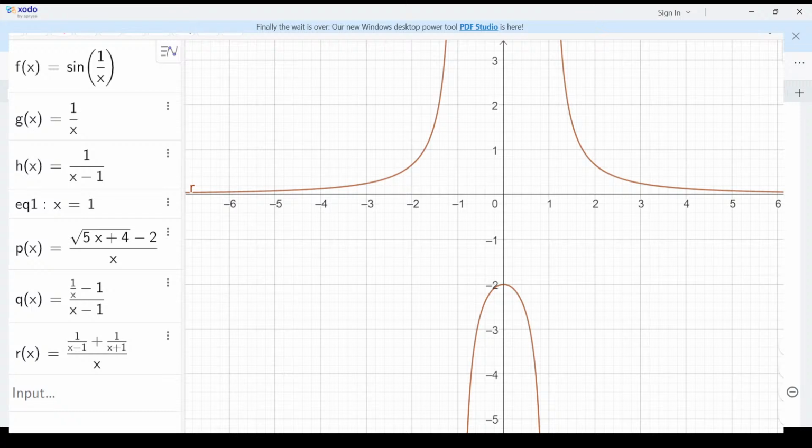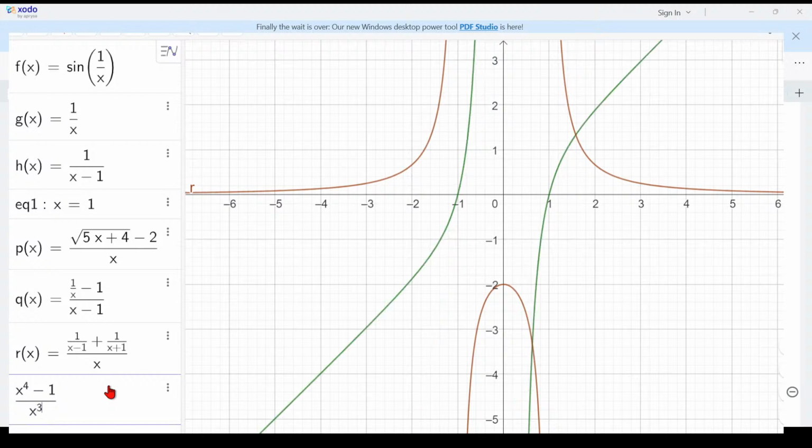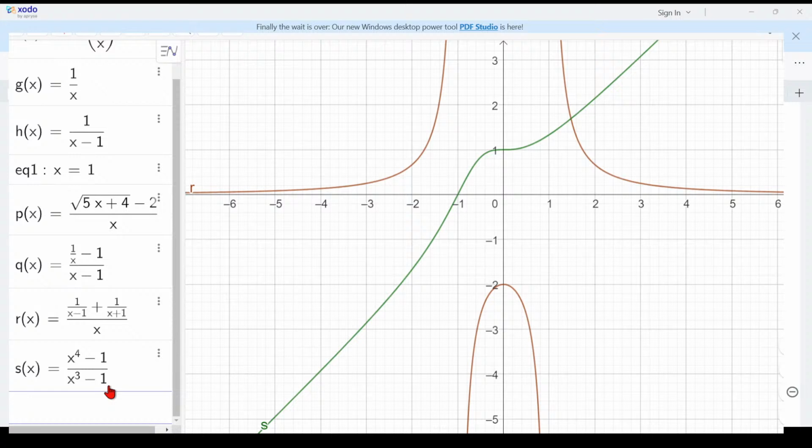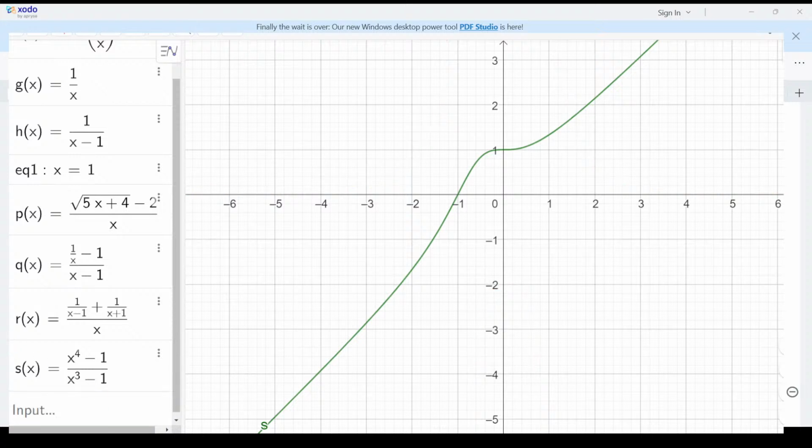First try to simplify this, then I will plot the graph. Or otherwise, first I will plot the graph. First you tell me the answer looking at the graph. Just write this one: x power 4 minus 1 by x cube minus 1. Okay, this is the function we are talking about.